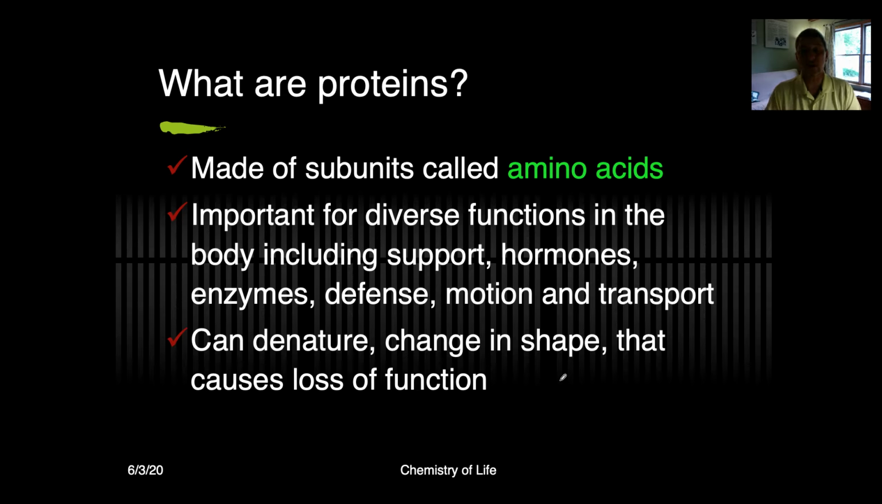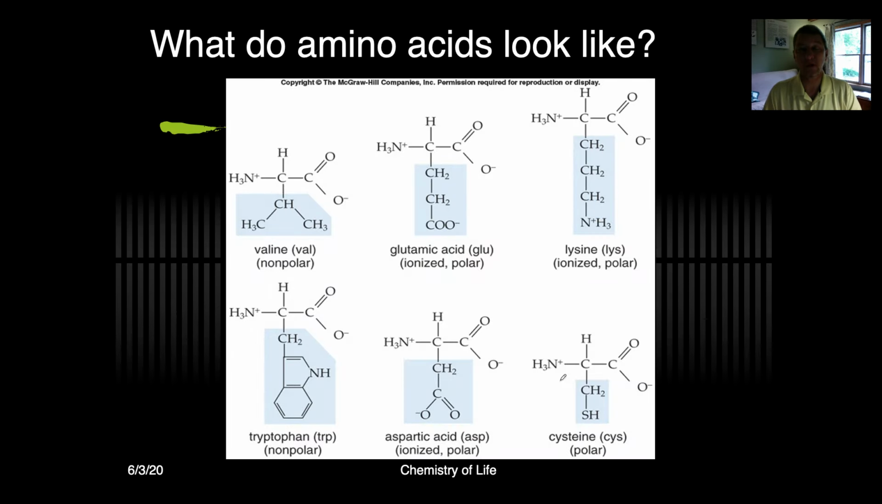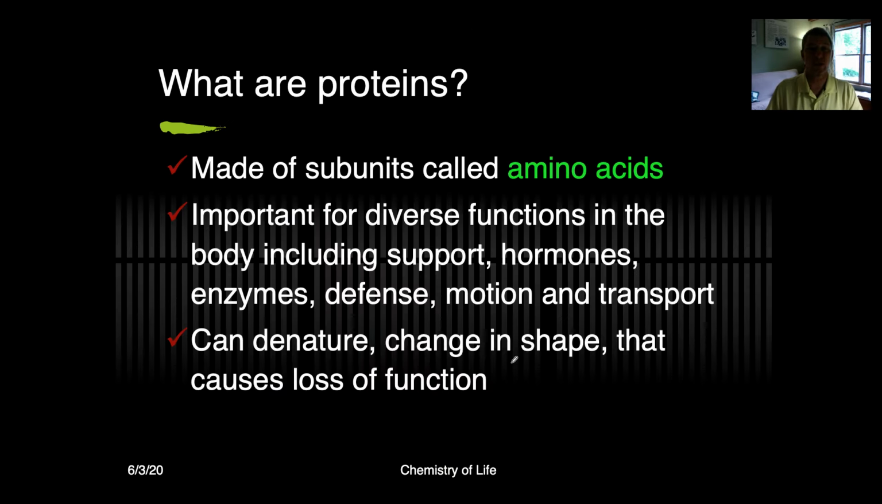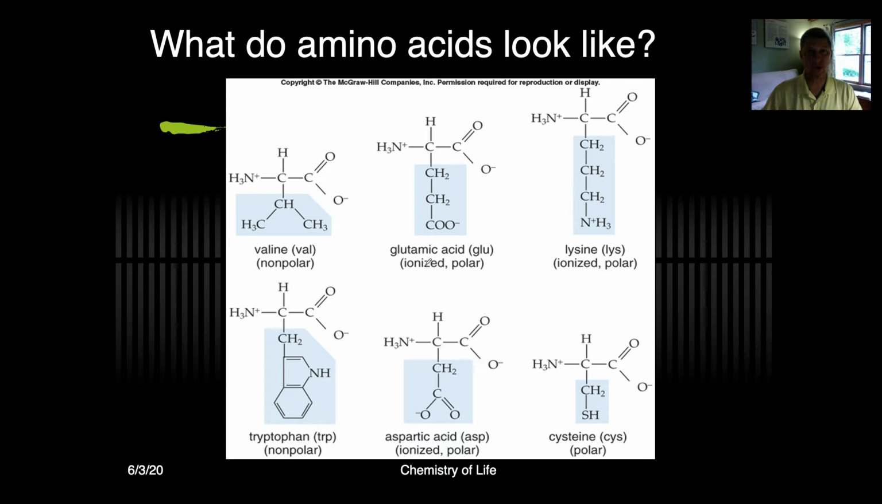And there are literally hundreds of thousands or even millions of different proteins out there. And we'll talk about how we form those proteins in just a minute. But let's start with the basic building blocks that we use to build a protein. And those are called amino acids. Now, there are 20 different amino acids that humans use.